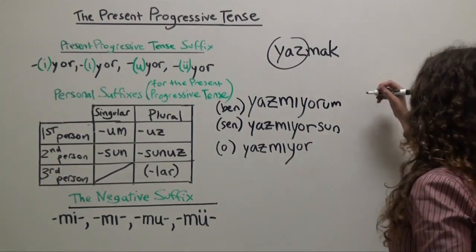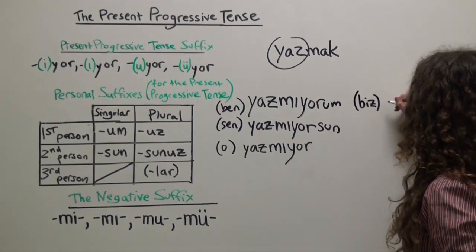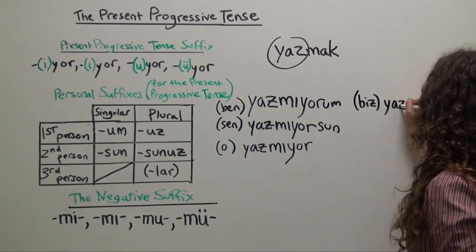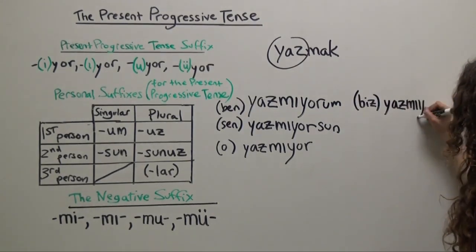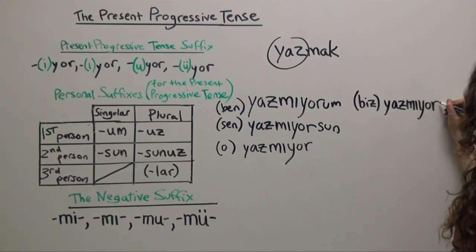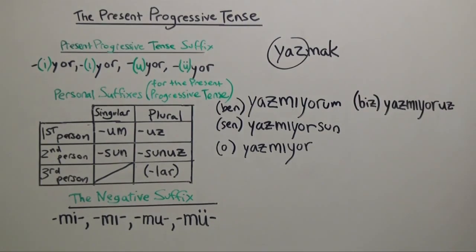Let's move on to the plural. Biz, we, yaz, mı, yor, uz. We are not writing or we do not write.